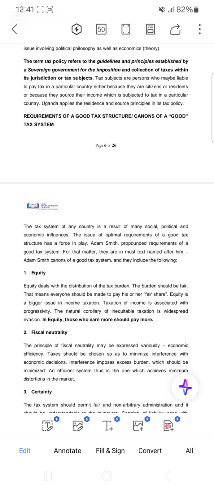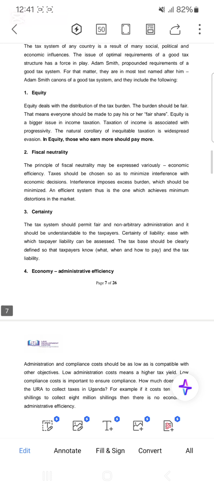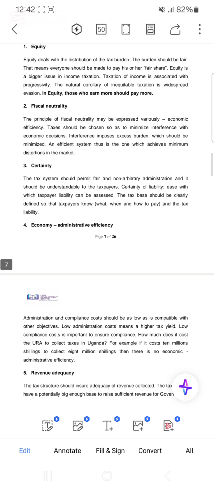Requirements of a good tax structure, or canons of a good tax system. One is equity. Equity deals with the distribution of the tax burden. The burden should be fair. That means everyone should be made to pay his or her fair share. That's basically what is meant by equity.